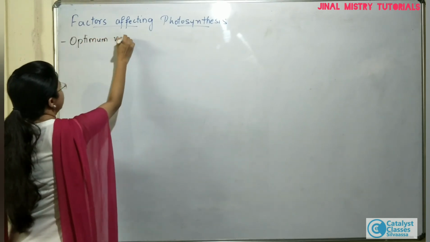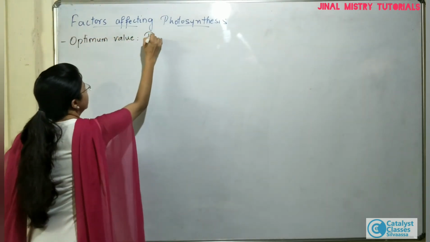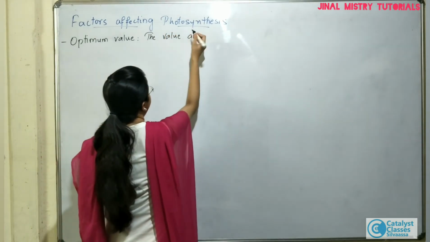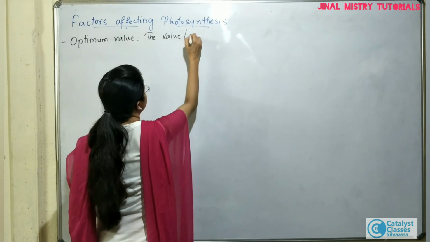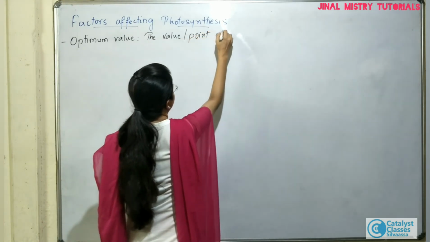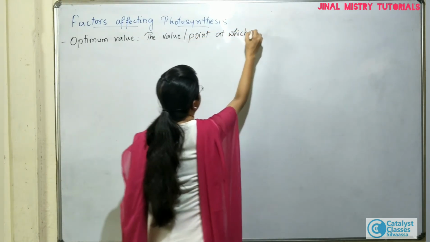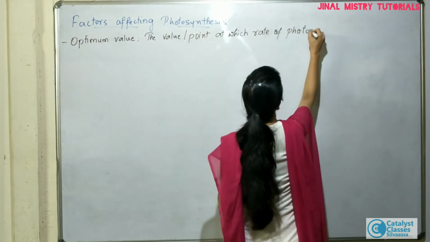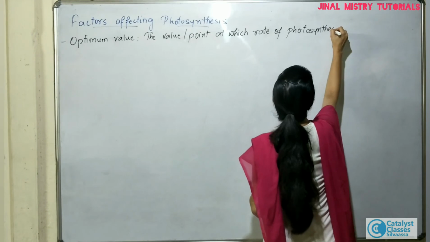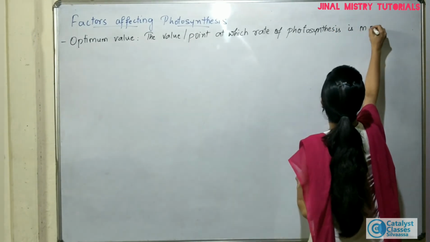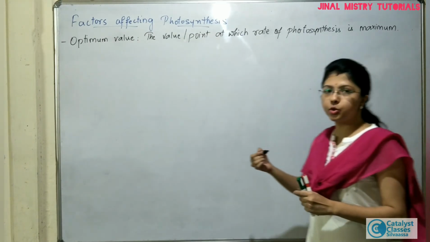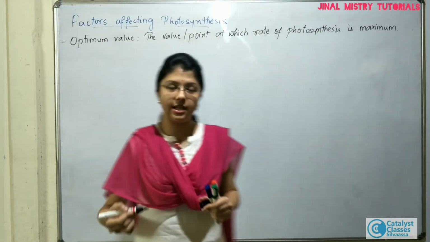Optimum value: the value at which, or you can say the point at which, the rate of photosynthesis is maximum. Right? Now there can be different factors which affect the rate of photosynthesis, as I said.